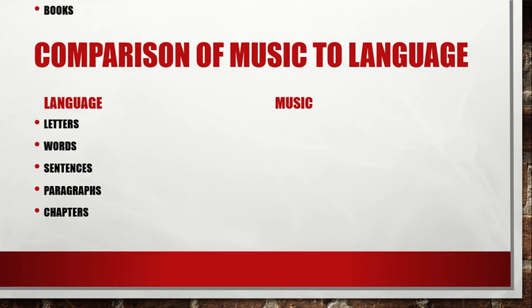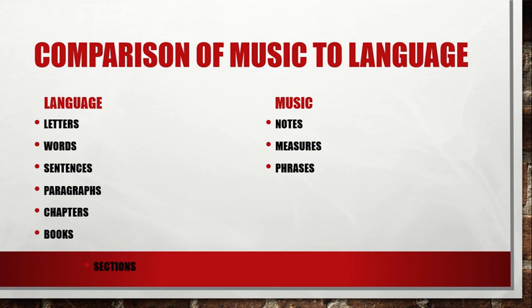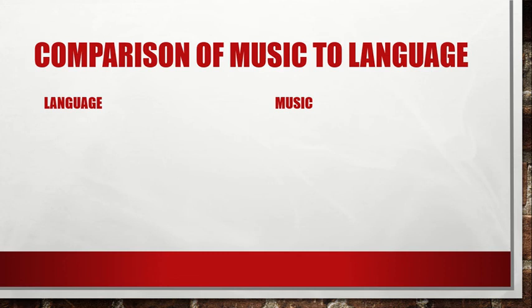What of music? If I tear music apart, the smallest units I'll have are notes. Notes combined together give me measures. And if I build up several measures, I'll create phrases. Phrases will bring me to sections. Sections will give me movements. And movements finally will create a whole entire composition. Notice that each of them has a similar structure in which they build up the major picture. Language has six parts that build up language. We also have six parts of music that build up music.